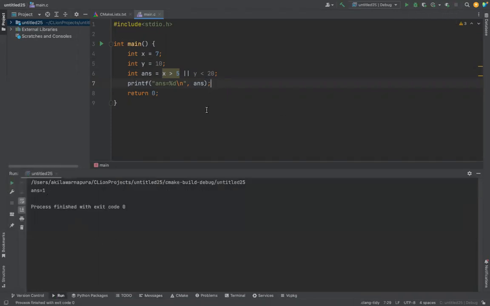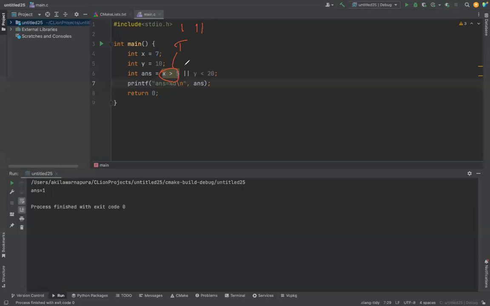Okay. Answer is 1. Actually, the y side is not required. That is why the answer is 1. For an example, according to this example, x greater than 5. X greater than 5 means x is 7. Yes, it is greater than 5. So this side is true. True means 1.